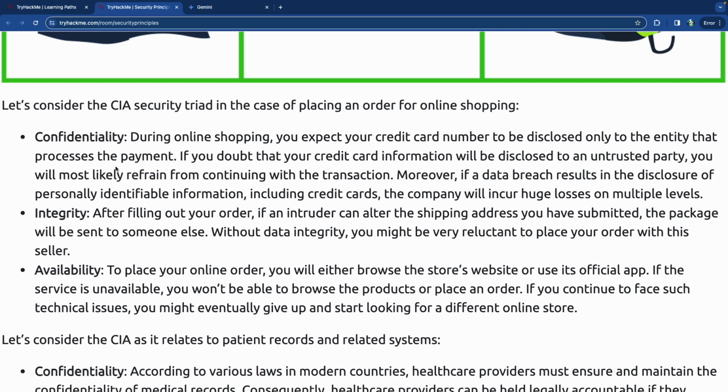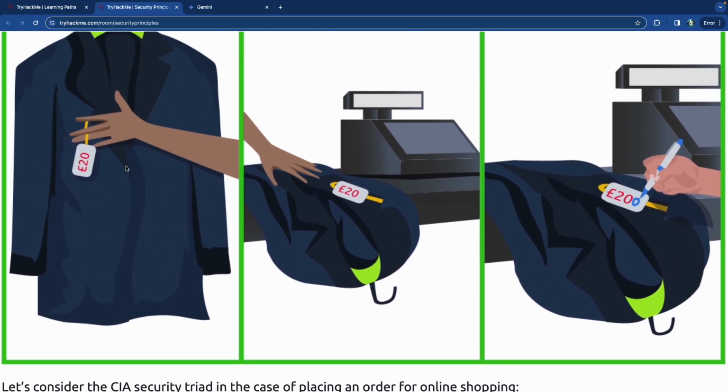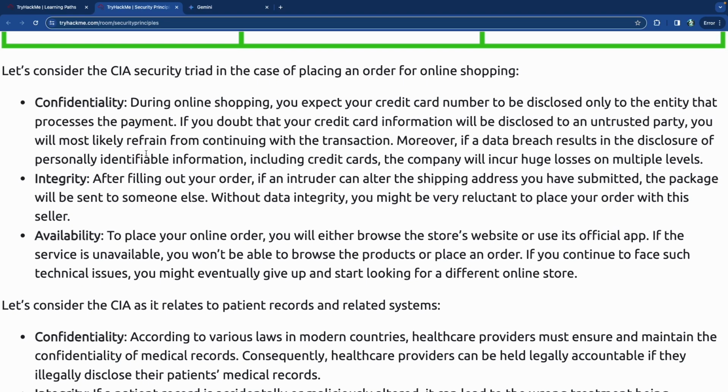If we look at it a little bit further, this is what we can break this specific scenario down to. During online shopping, you expect your credit card number to be disclosed only to the entity that processes the payment. If you doubt that your credit card information will be disclosed to an untrusted party, you will most likely refrain from continuing with the transaction. Moreover, if a data breach results in the disclosure of personally identifiable information, PII, including credit cards, the company will incur huge losses on multiple levels. Lawsuits, clients leaving them and never using them again, a lot of stuff, right?